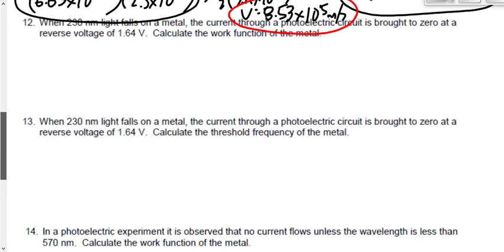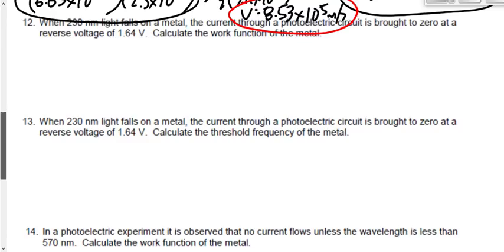And 13, when 230 nanometer light falls on a metal, the current through a photoelectric circuit is brought to 0 at a reverse voltage of 1.64. Man, that's kind of crazy wording, eh? The current is brought to 0 at that reverse voltage. Like, what are we saying here? What am I saying that we just did here? The current is brought to 0. The electrons that were moving have stopped moving. The reverse voltage or the reverse potential difference is 1.64.